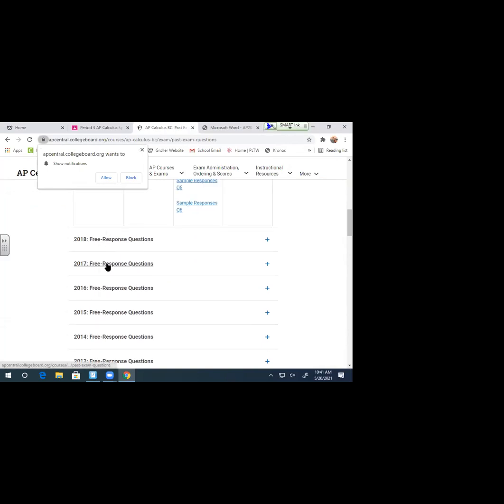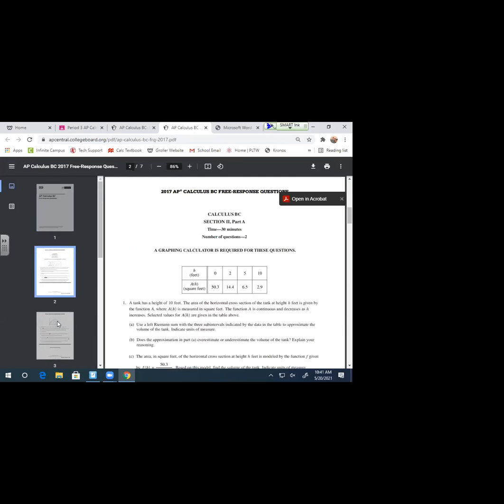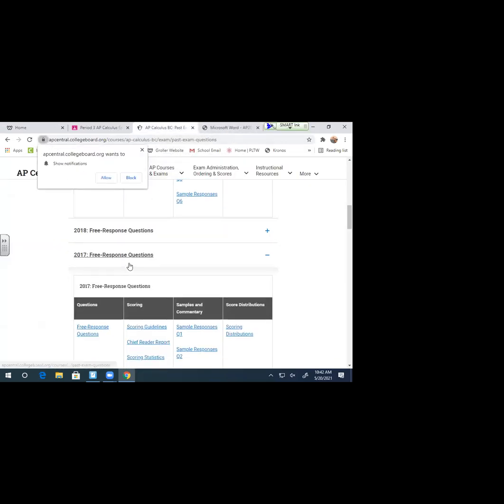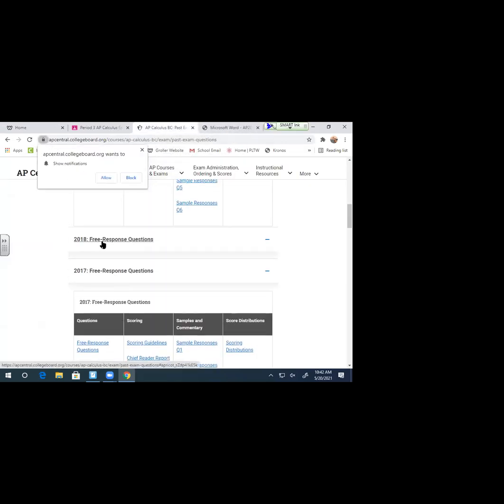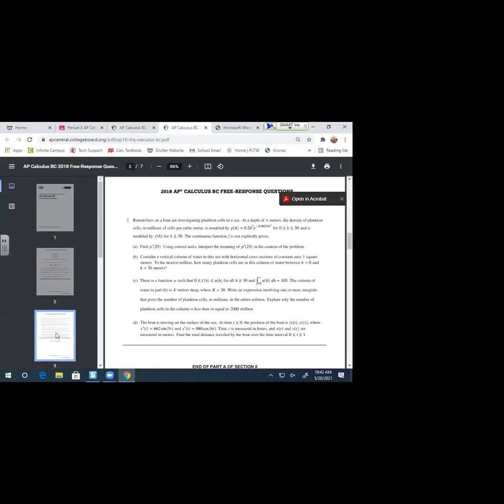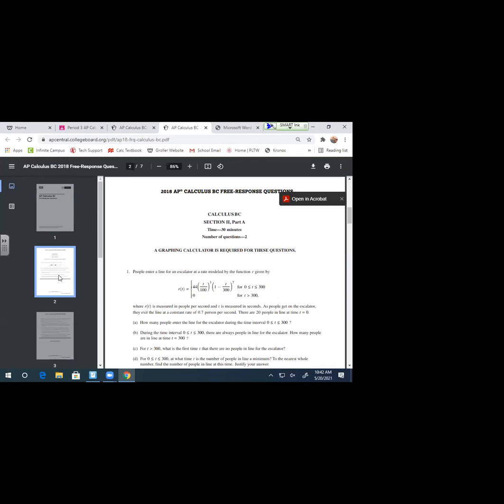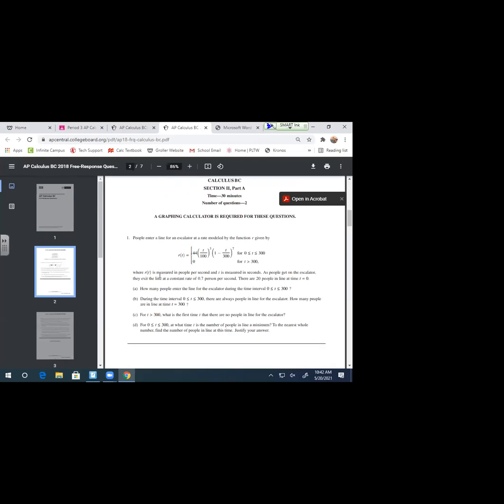How about 20? Let's see what we got going on here. No, this was the potato, so I don't want to do that one. Let's see, 18. Let's see what 18 gave us. Here we go.